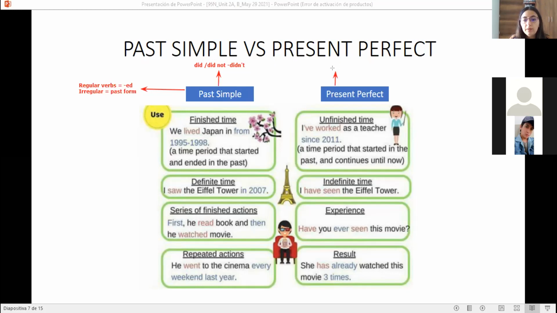Exacto. El presente perfecto va a valerse, si recordamos, de un par de auxiliares. Have or has. And the verb, how is it going to be? Past participle. Past participle. Yes, that's the right form.